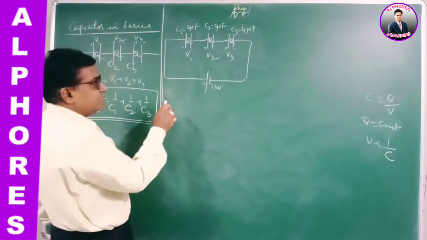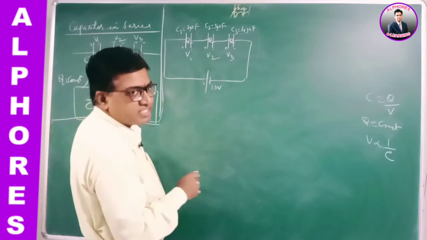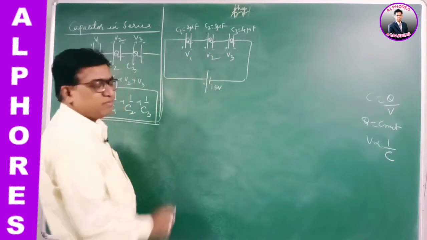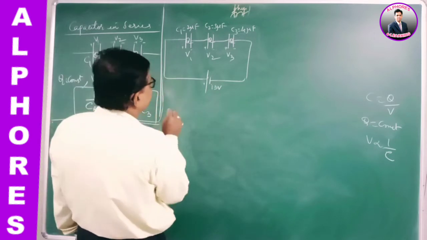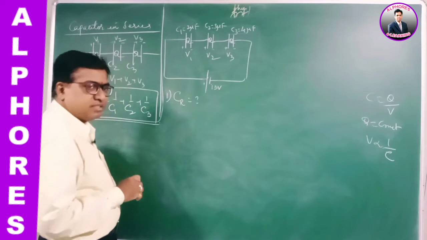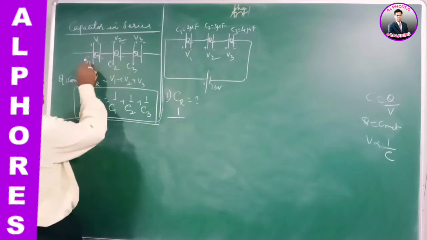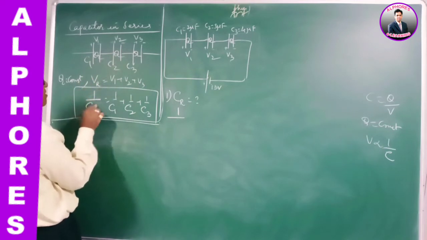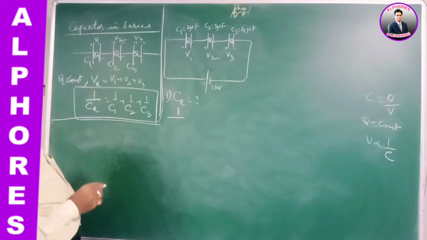Now, in series combination, charge is constant and potentials are different. The total potential V1 plus V2 plus V3 is 13 volts. First question: what is the resultant capacity of the combination? We know that whenever capacitors are connected in series, the reciprocal of the resultant capacity is the sum of the reciprocals of the individual capacitances.